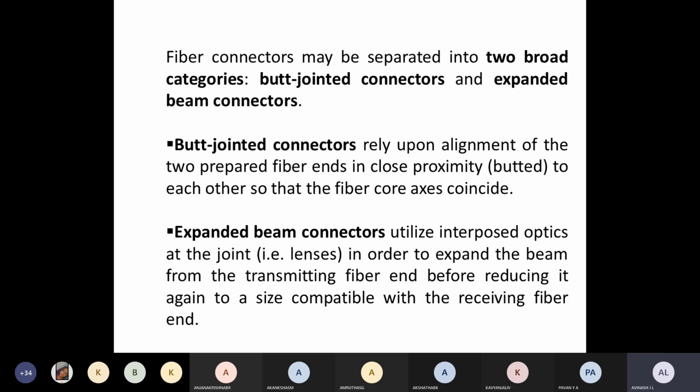So in expanded beam, what exactly happens here? There will be lenses. One particular fiber will send a signal out of it, and that signal will be taken into one lens, which is like a mirror, so it will get reflected. That reflection is taken into the other fiber. That is called expanded beam connectors. This utilizes interposed optics at the joint, in order to expand the beam from the transmitting fiber before reducing it to a size compatible with the receiving fiber end.